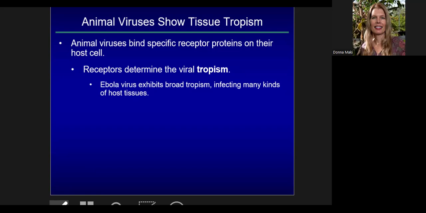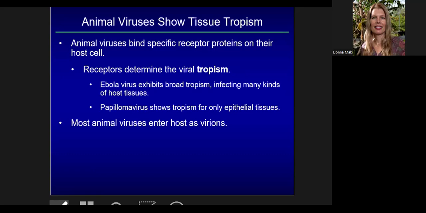And so Ebola can kill within 48 hours. It is mainly to do with this idea that it can attack so many different tissue types of the host. On the other hand, the papillomavirus really only can attack epithelial tissues with the correct receptors on them. And so there's a wide range of different viruses, kind of like narrow spectrum and broad spectrum antibiotics.